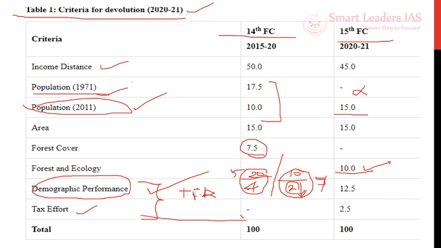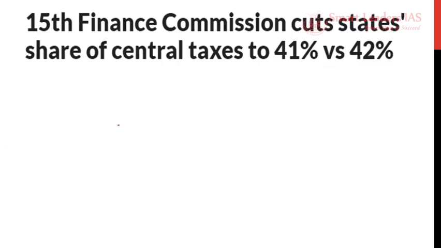Tax effort. Tax effort means how much of your own taxes you have raised. So better performing tax states will have better tax effort. So they will also be given this incentive. So demographic performance, tax efforts, forest, all these areas are clearly going to balance out any disadvantage that states are facing due to the consideration of 2011. Right?